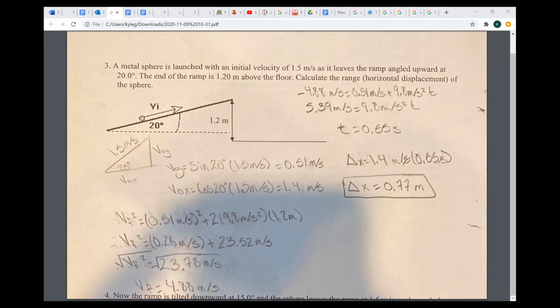So, any questions on number 3? All right, group 4, number 4.